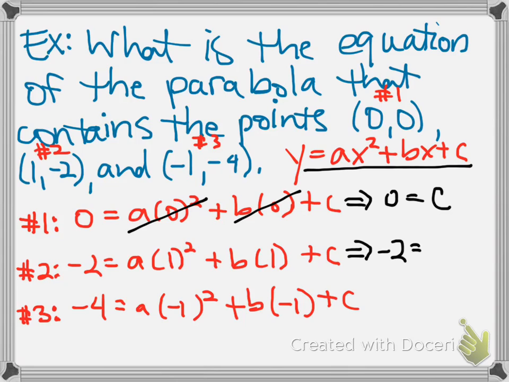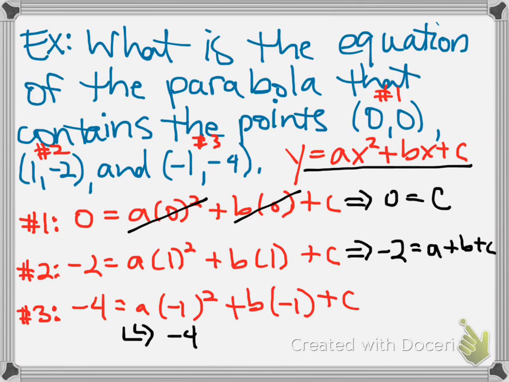This says negative 2 is equal to a, since 1 squared is just 1, that just becomes a, plus b, since b times 1 is 1, plus c. And then our last equation is going to be, actually, I'll write that down here.